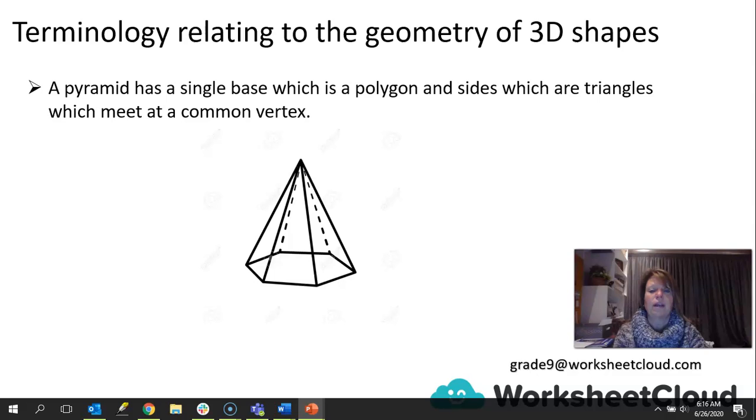So if we have a look here, there we have a pyramid, and as you can see here, it's a hexagonal base. So that forms the base, and it's one base, and then all the triangular sides meet together at one common vertex. So there's your triangular faces, which are also polygons. There's your single base, which in this case is a hexagon, and there is a vertex. That is the common vertex that they all meet at. These down here are also vertices, but they are not the common one where all the triangles meet together.